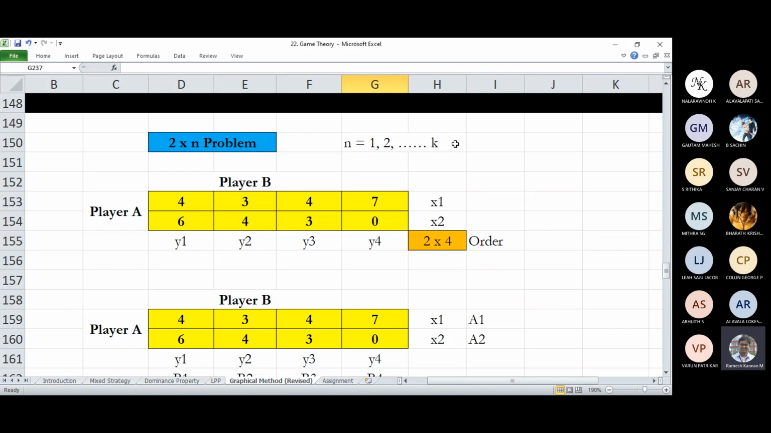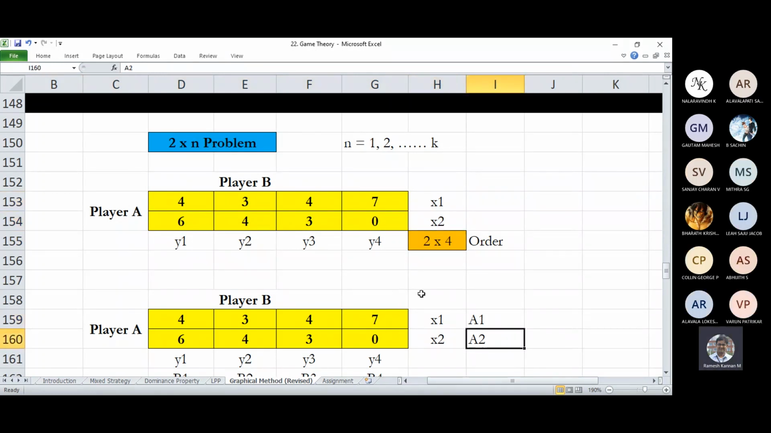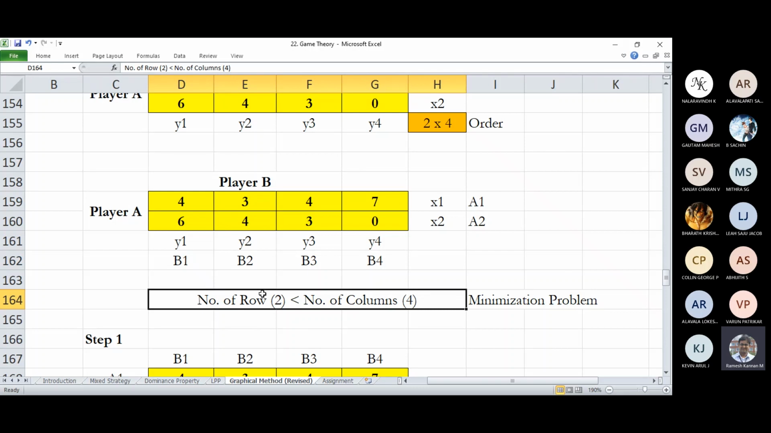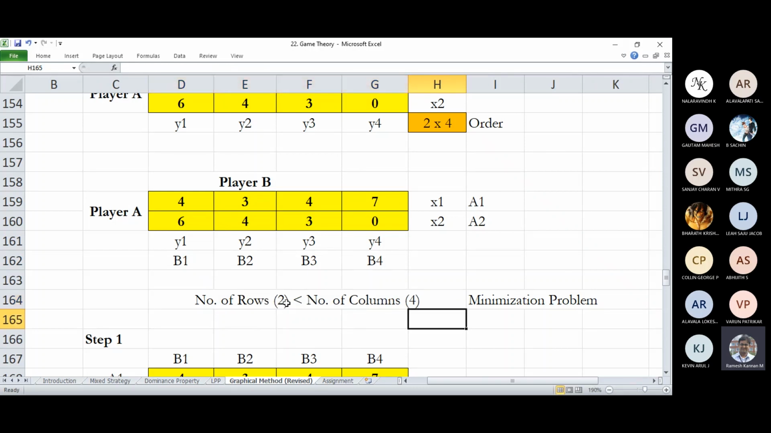In this example, we have player A and player B. Player B has 4 strategies, while player A only has 2 strategies. That's why we are restricting the rows to 2, A1 and A2, and player B has B1, B2, B3, and B4. In this case, the number of rows is less than the number of columns, 2 rows and 4 columns, which means it's a minimization problem. Let's focus on how to solve that.